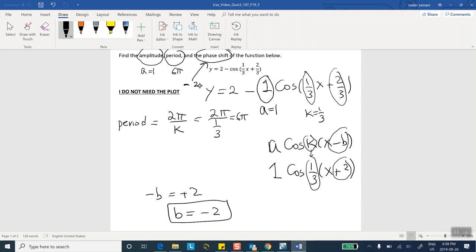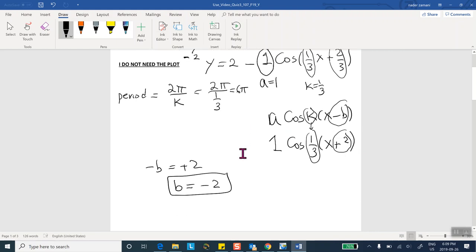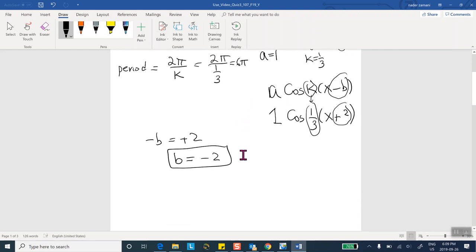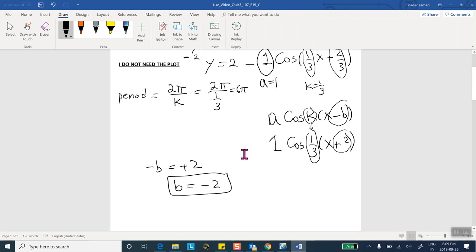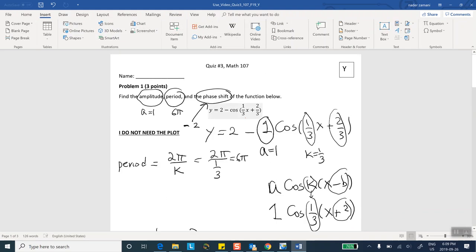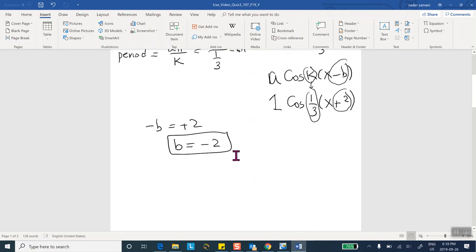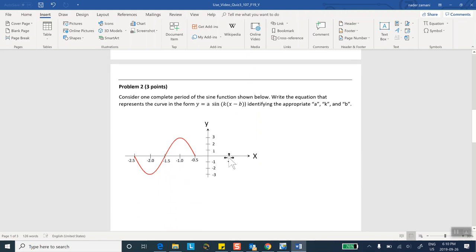Some people wrote down b equal to minus 2. Some people said that it is 2 to the left, and that was acceptable to me. I have no problem with it, but just be careful. It was very easy. We talked about this thing in class. It's very easy just to say that whatever is a constant here is the phase shift. But that's not true, because you have to take the k out, and then you get the phase shift popping up.